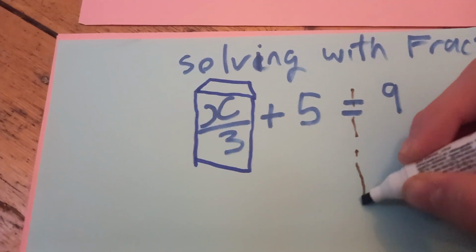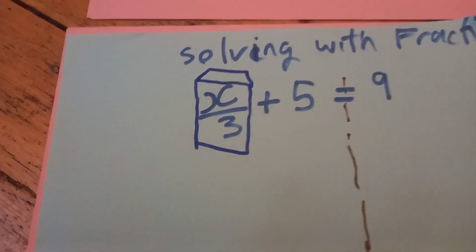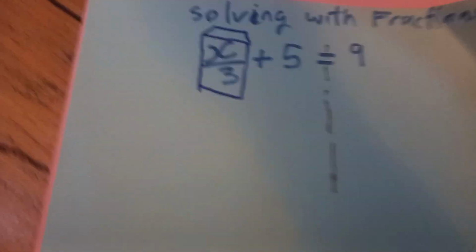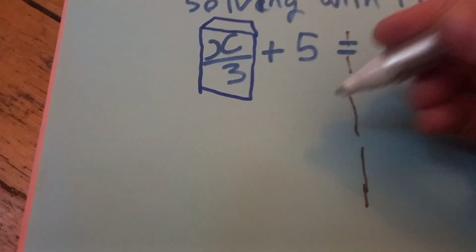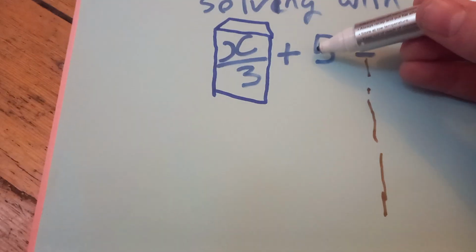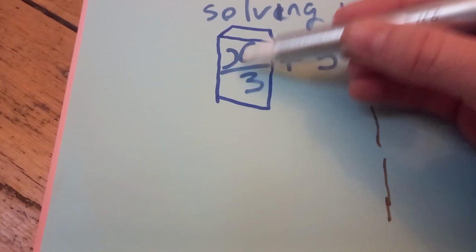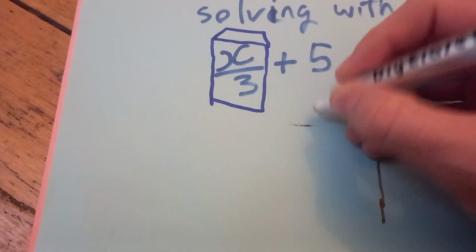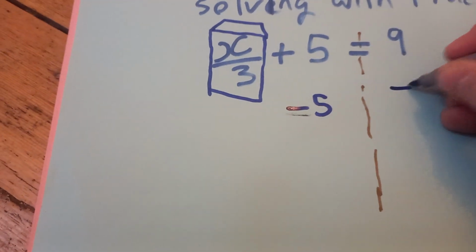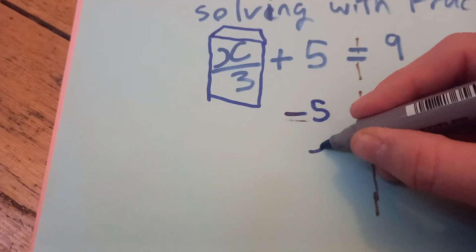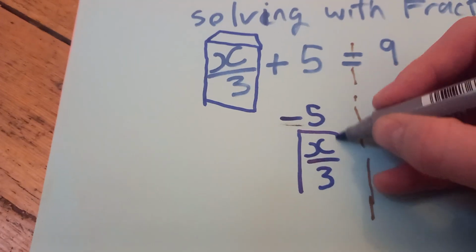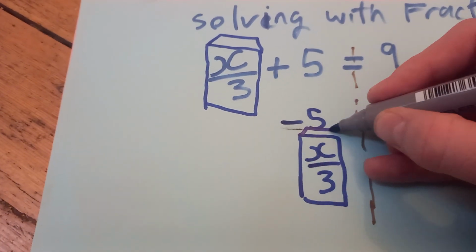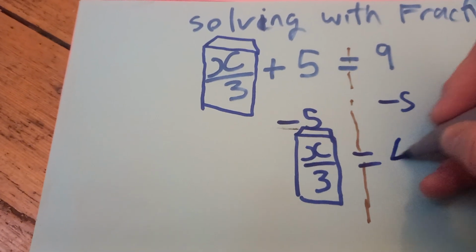Okay, so remember the aim is to get the x on its own. So what do you do first? First of all, you remove the thing furthest away, and if you think about it, the +5 is further away because it's not inside this house. So the first thing you do is you -5. That will give you x over 3, because the -5 disappeared. Drawing your house again, equals 4.